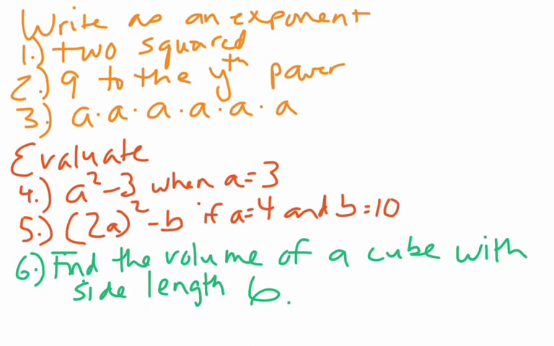A squared minus 3, evaluate that when a is equal to 3. And the second one is 2a in parentheses all squared minus b if a is equal to 4 and b is equal to 10. And for the sixth one, find the volume of a cube with a side length of 6. So go ahead, pause the video, and then once you've had a chance to work these out, you can unpause it and we'll talk about the solutions to these problems.